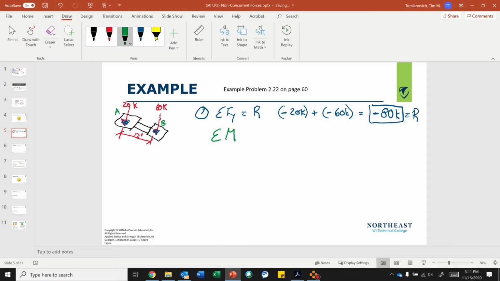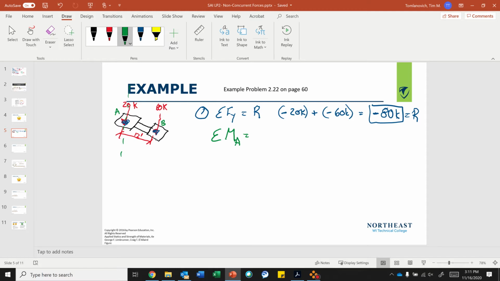Okay, now what we want to do is sum the moments about a point. We can go about point A or point B. It does not matter. Okay, so let's sum the moments about point A first. If we sum the moments about point A, the line of action of the 20 kip force goes through the point of application. So that means there's no perpendicular distance, so that moment is zero. So we don't even have to worry about that.